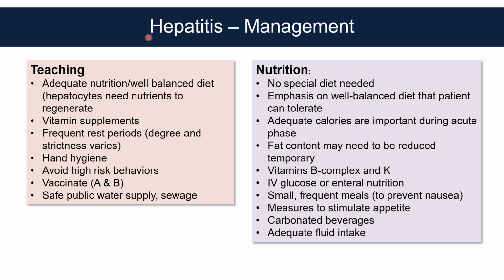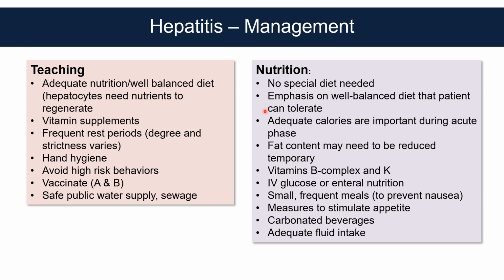They may also benefit from vitamin supplements. They should practice hand hygiene, especially if the hepatitis they have is transmissible, like by the fecal-oral route. Avoid high-risk behaviors if applicable, like for Hep B and Hep C, IV drug use or unprotected sex. And vaccinate. If we have a vaccine for it, they should take advantage. Hep A and Hep B have vaccines, so that is part of our health promotion. Again, remember, hepatitis A and hepatitis B vaccines exist, so we should educate on that.